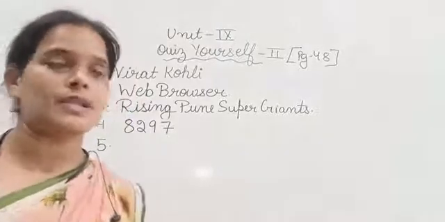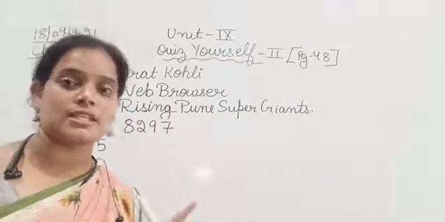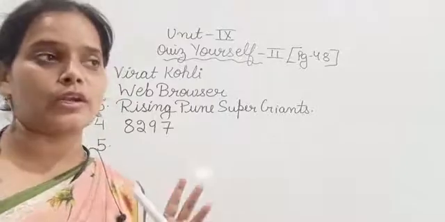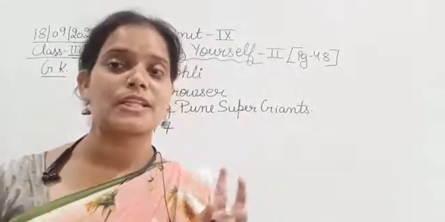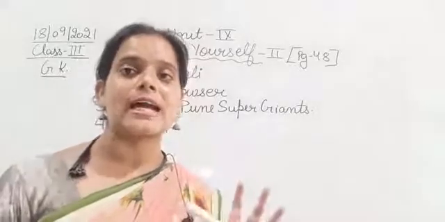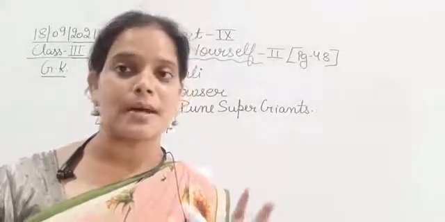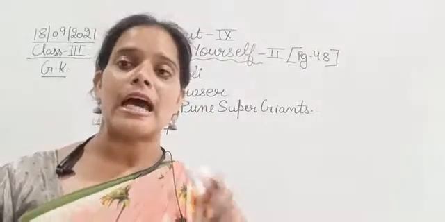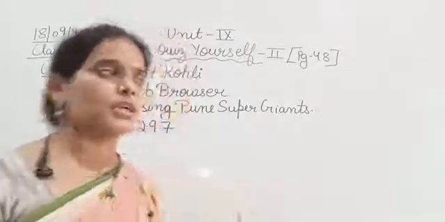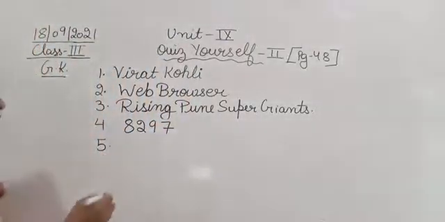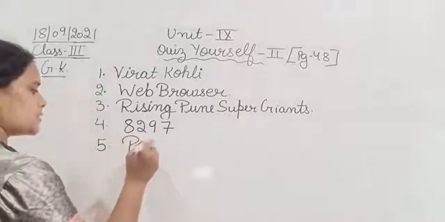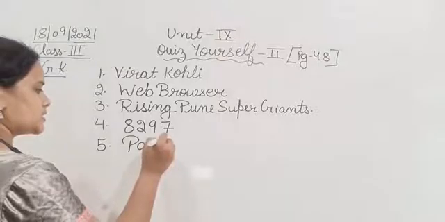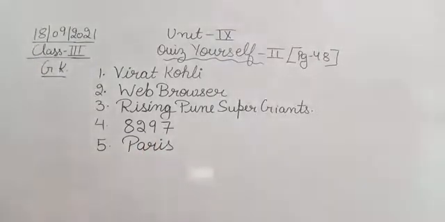So in Paris there are two famous landmarks. The first is the Louvre Museum, and the second is the Eiffel Tower. So these are the two famous landmarks that are located in Paris. Okay, so what is the capital of France? That is Paris. The capital of France is Paris.